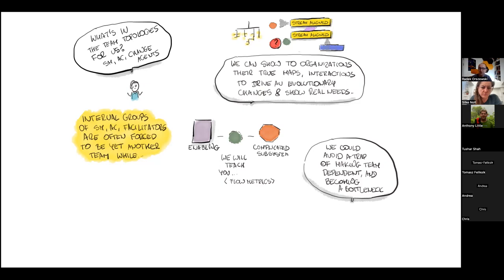We should learn as much as we can in this time. And one final thing, here in yellow: very often, working as a consultant joining different organizations, I see that internal groups of Scrum Masters and Agile coaches are often forced to be just yet another team, while these groups are so different in skills and very often spread across big organizations that it's super hard to see them as a team.